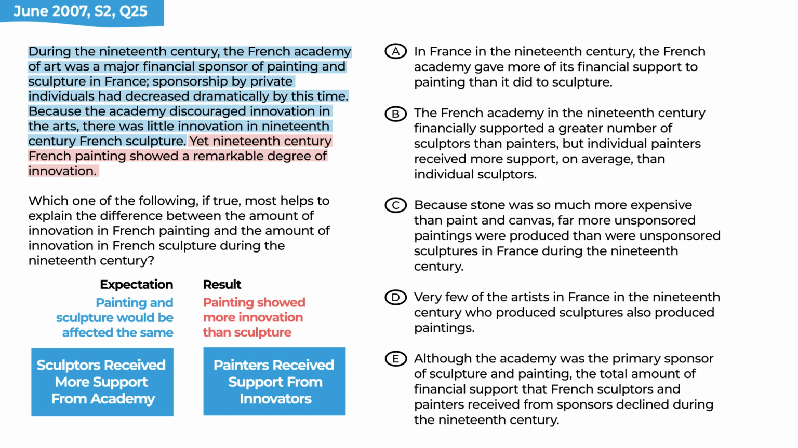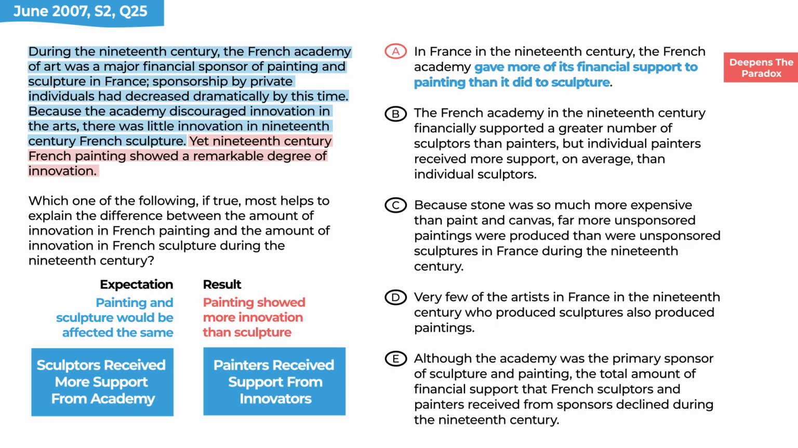Answer choice A says that in France in the 19th century, the French Academy gave more of its financial support to painting than it did to sculpture. The key here is that it gave more support to painting than it did to sculpture. But this is the opposite of what we're looking for. If it had been the case that the financial support had gone towards the sculpture, that could explain the lack of innovation among sculptors. So this deepens the paradox. Let's get rid of answer choice A.